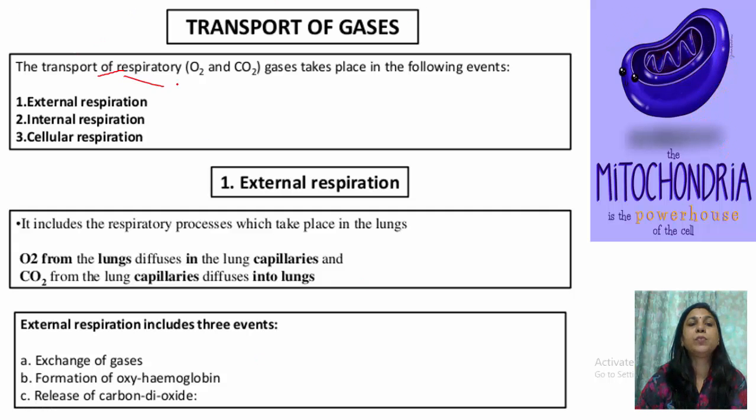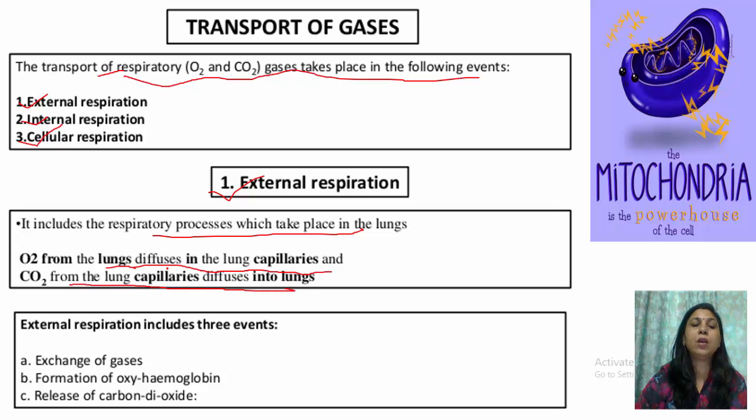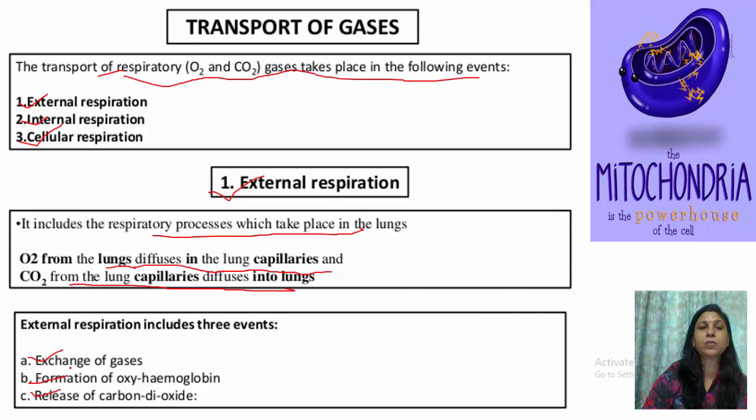The transport of respiratory gases takes place in the following events. There are 3 steps: external respiration, then internal respiration, and then cellular respiration. Coming to external respiration, it includes the respiratory processes which take place in the lungs. Oxygen from the lungs diffuses into the lung capillaries and carbon dioxide from the lung capillaries diffuses into the lungs. External respiration includes 3 events, that is the exchange of gases, formation of oxyhemoglobin and release of carbon dioxide.